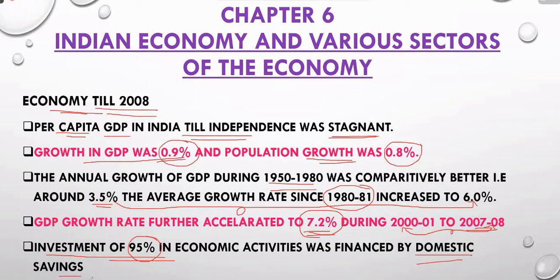This was the economy till 2008. Heavy investment came only from domestic savings because the industrial revolution was at a lower stage. Till 2008, up to 95% of investments were financed by domestic savings. The savers, after paying all taxes, had disposable income. Out of that, whatever amount they saved was utilized for economic activities. You have to remember all this.